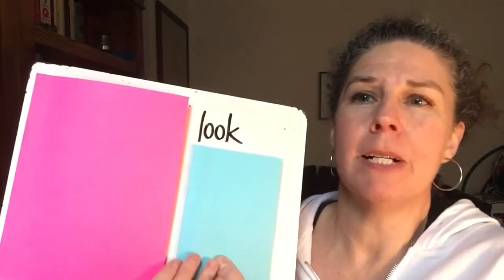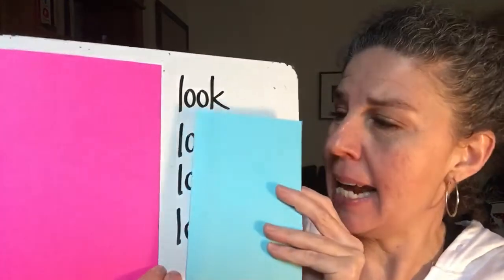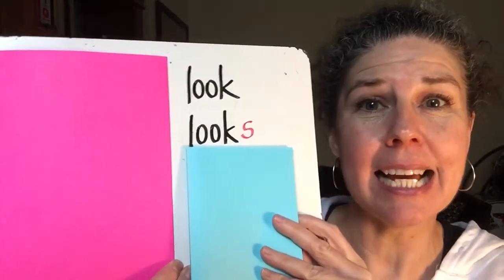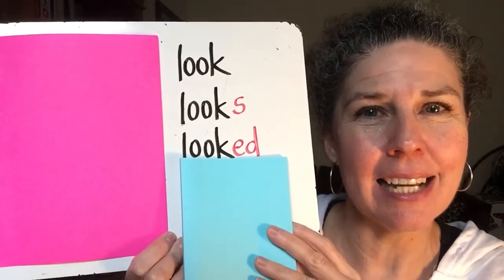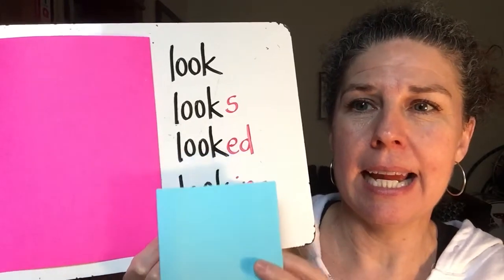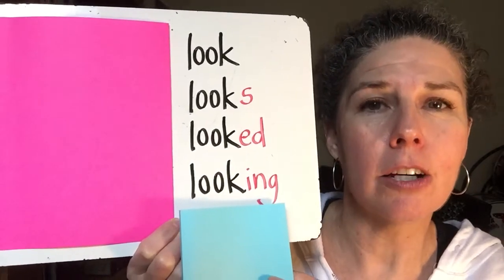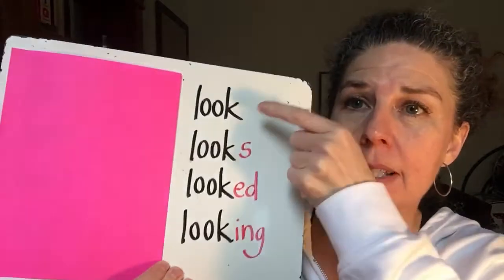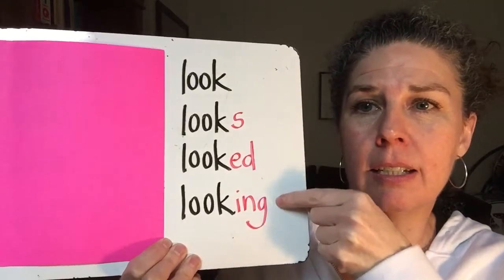So I have on my whiteboard a snap word. What does a snap word say? Yeah, that snap word says look. And if we add an S ending, it says looks. And if we add an ED ending, it says looked, like I looked all over for my puppy. And if we add the ing ending, it says looking. Ready? You read the words. Look, looks, looked, looking.